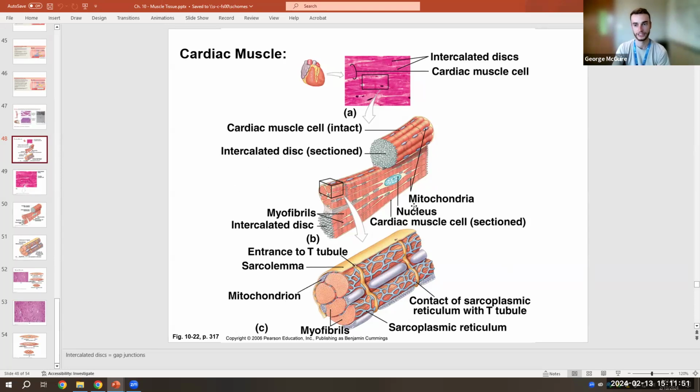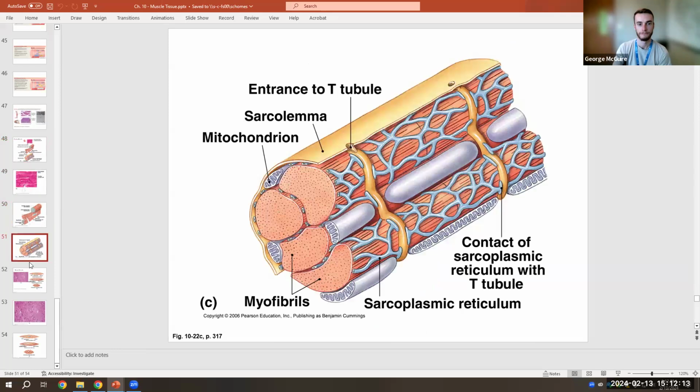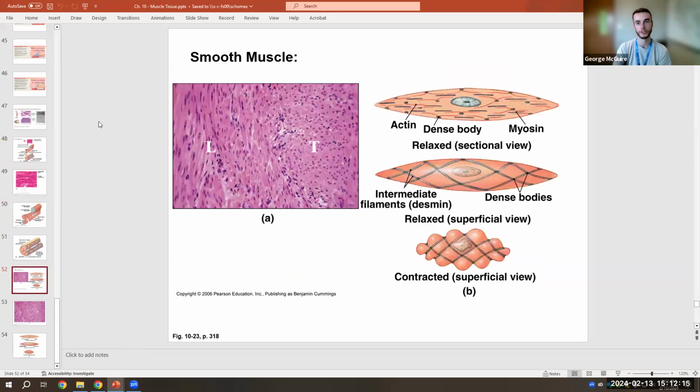So again, the only differences are they're single nucleated cells. The cells are much shorter, they're not as long, they don't go around the entire heart. And each muscle cell is connected to a neighboring cell through these gap junctions called intercalated discs, which allow the muscle to branch instead of just being one long strand. Smooth muscle, however, is structured quite differently.